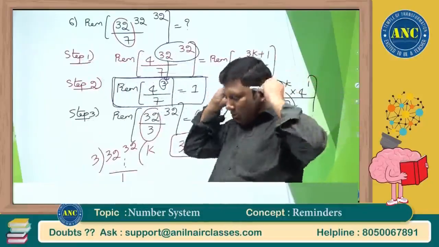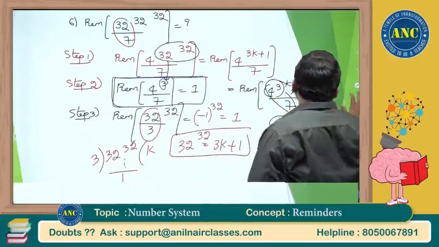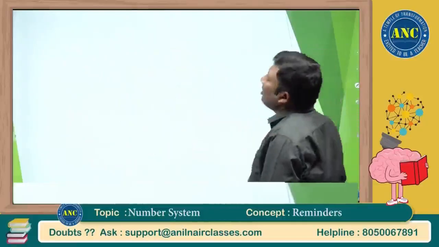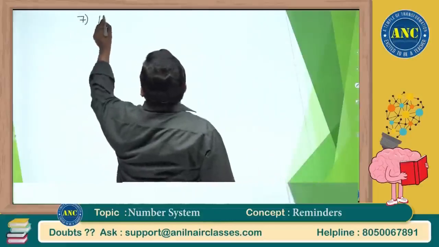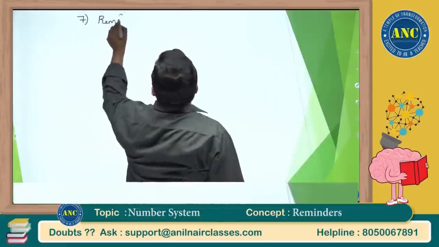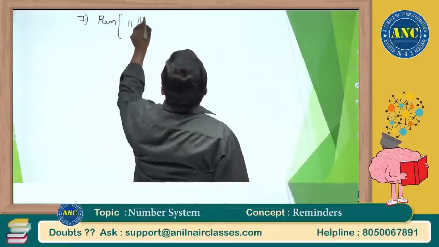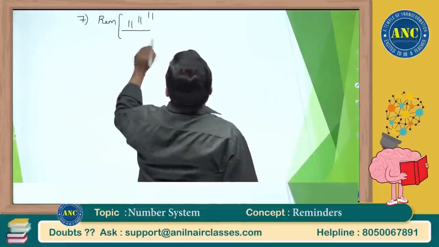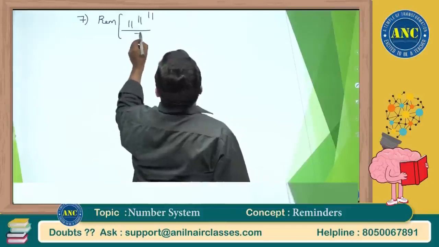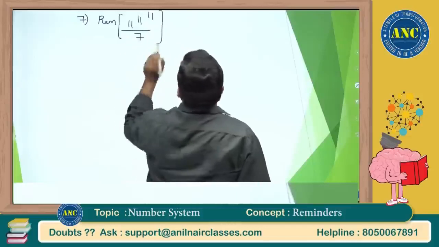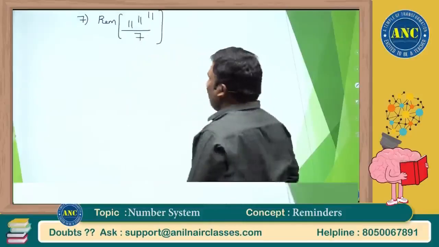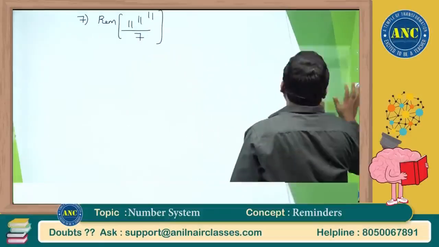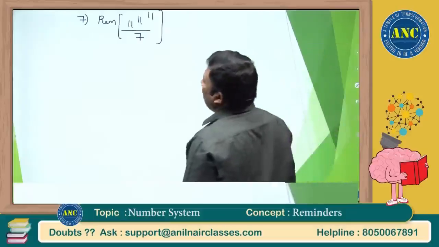Next one. Sixth question. Seventh one. Sir, what will happen if I take minus 1? That also we will see. Remainder 1. 11 power 11 power 11 divided by 7. Then we will do minus 1. One more example question: 11 power 11 power 11 divided by 7.